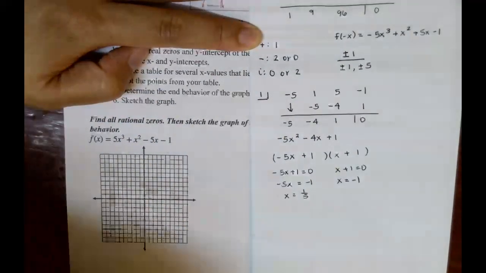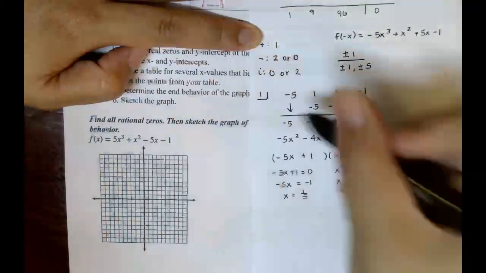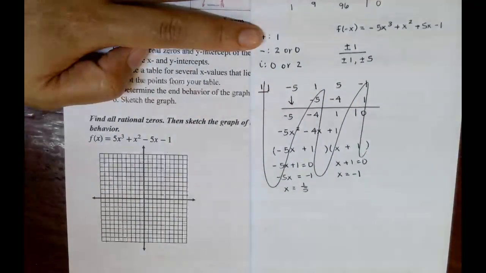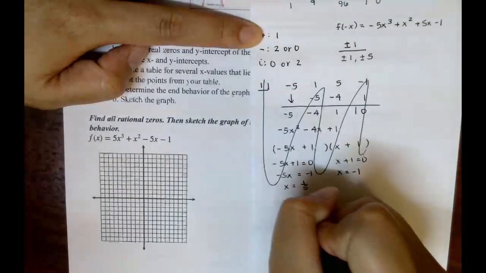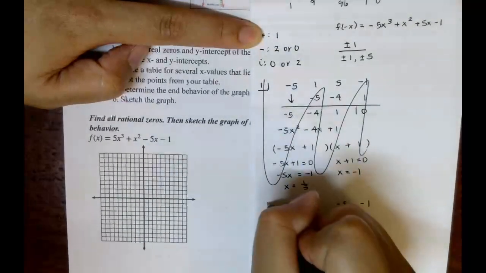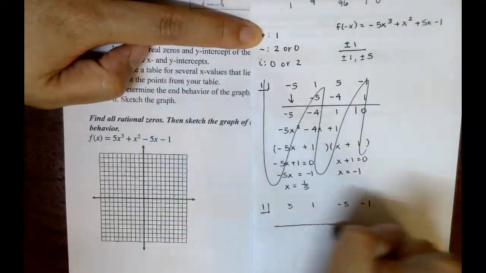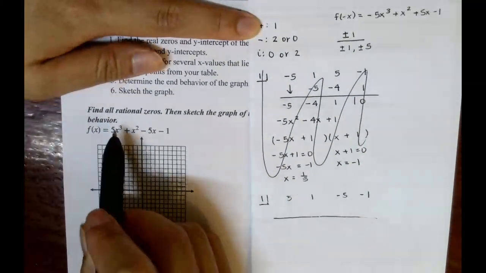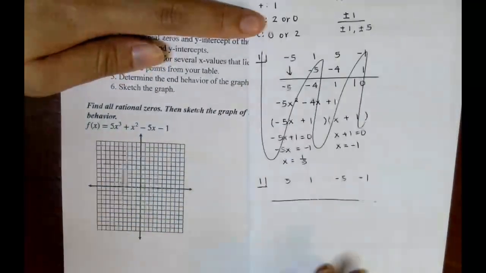Oh, hold on, sorry. I used this one. I should have used f of x. Let's scratch that. Start over. Okay. So it's 5, positive 1, negative 5, and negative 1. Okay. So let's try one. See if it actually works with this one. Because that was f of negative x. I want f of x, right?